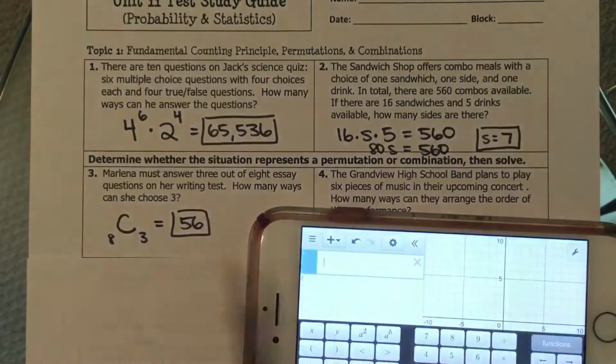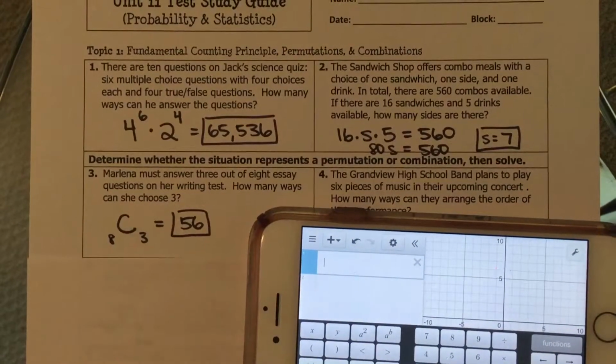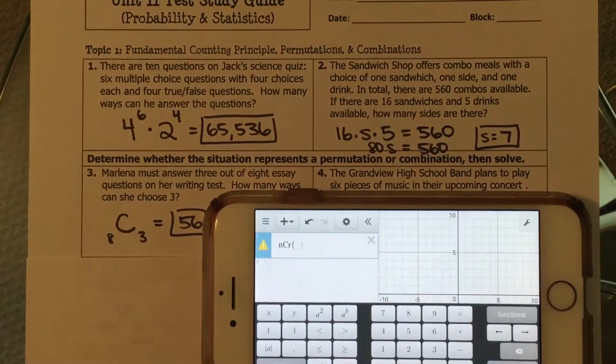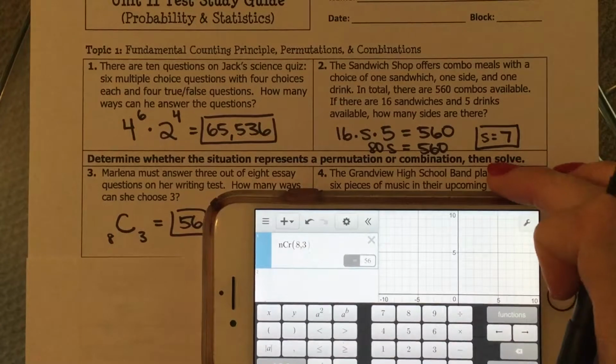So this one, we have a combination for sure because order doesn't matter. There are 8 essay questions and she's choosing 3. So on Desmos, you have the combination here and you would have 8 choose 3 like that. So you end up with 56 options for that one.